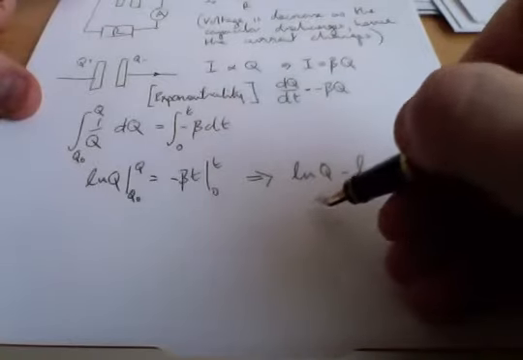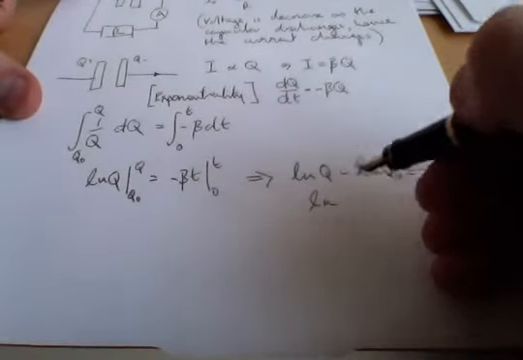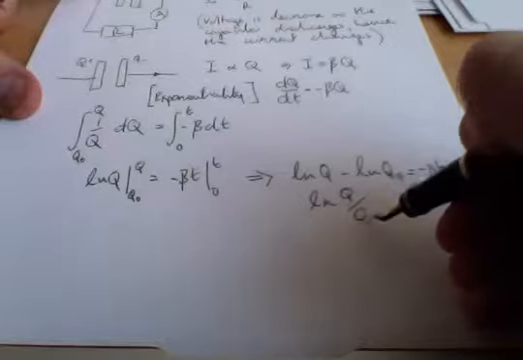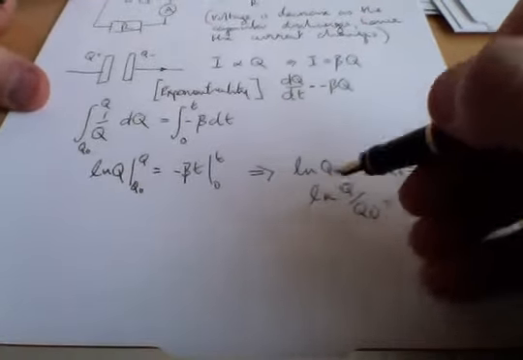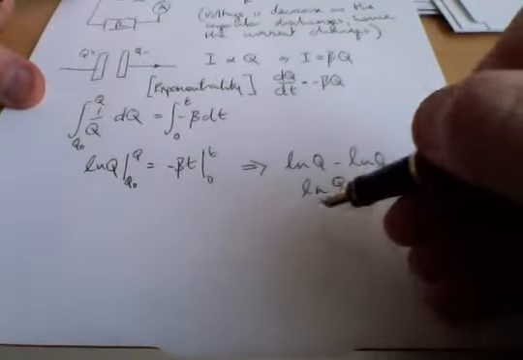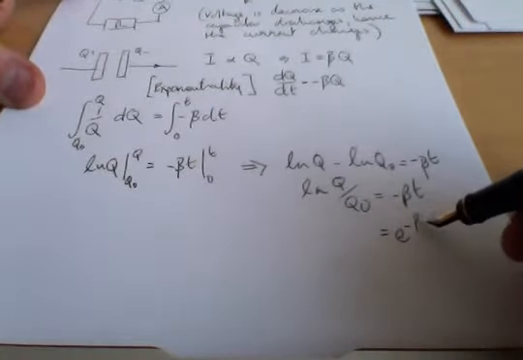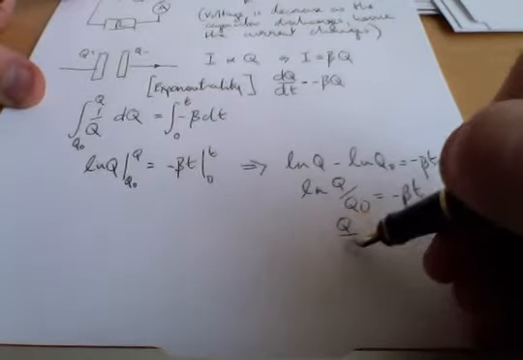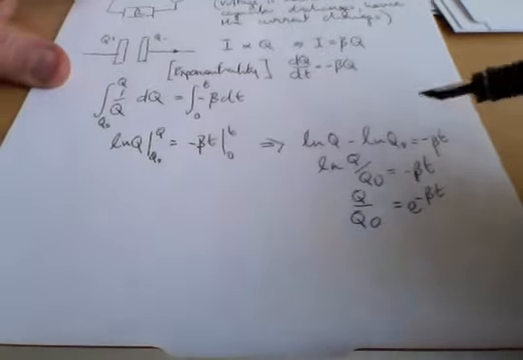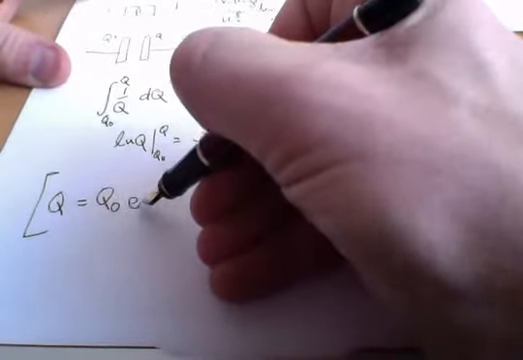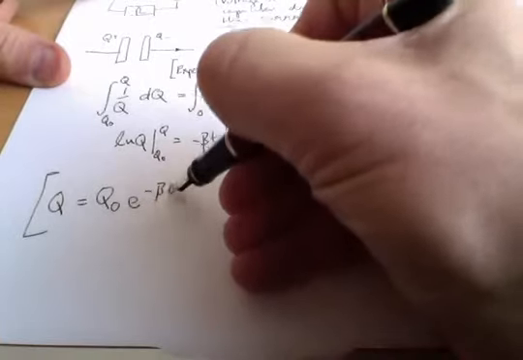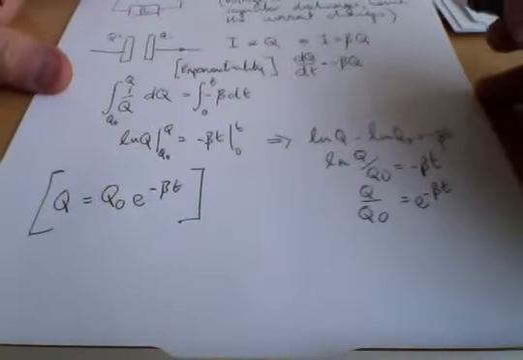And with a little bit of mathematical rearrangement, I know this is ln q over q naught minus beta t. And then how do we get rid of a natural log? We use an exponent. So if I e both sides, that gives me q over q naught. So here is our expression for how to work out how much charge you have over a period of time. It's going to be dependent on how much charge you start with, and then an exponential function with regards to time.